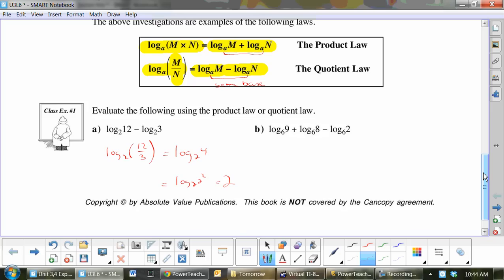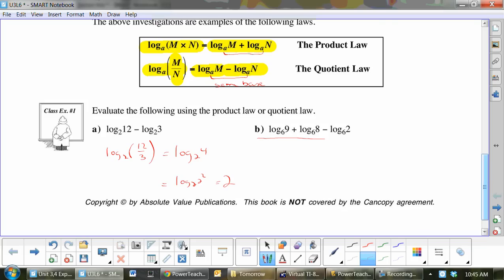Okay, now B, again, is using the addition and the subtraction to go towards the multiplication and division. Now, when you do these, you do want to go left to right as if you were reading in a book. Okay, so we're going to do these two first.